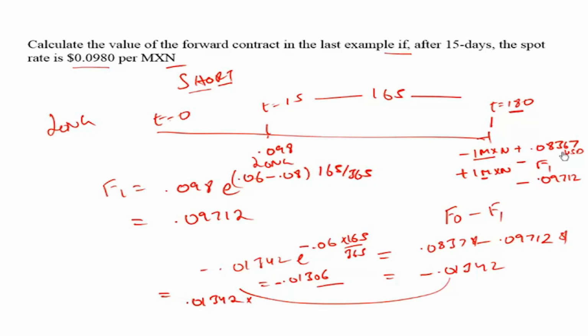he's bought it for 0.08367 USD and he will sell it for 0.09712 USD. So he's buying cheap and selling expensive. The short counterparty is selling cheap and buying expensive. He's selling it for 0.08367 and he'll buy it at 0.09712 15 days later. So the concept of valuing the forward remains exactly the same, be it currencies, be it commodities.